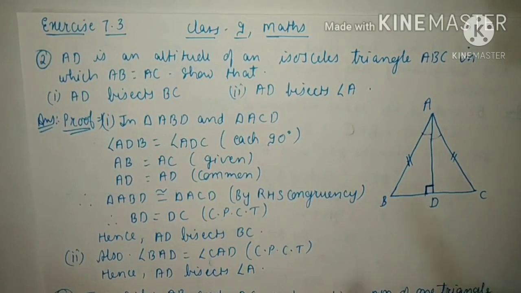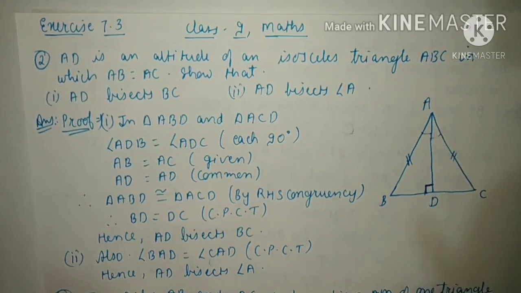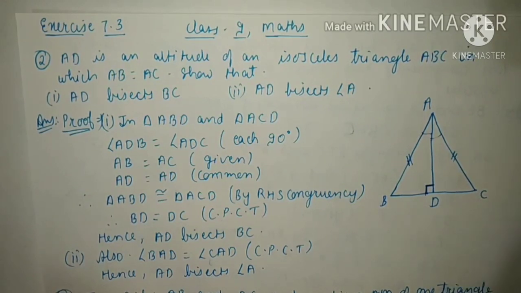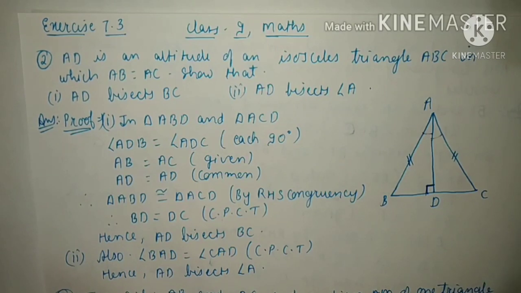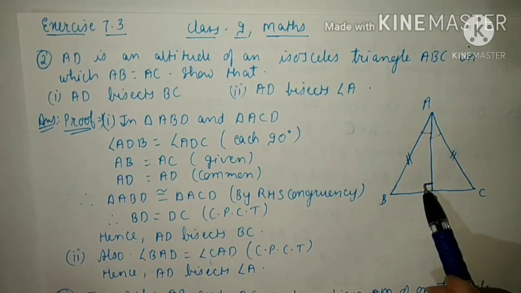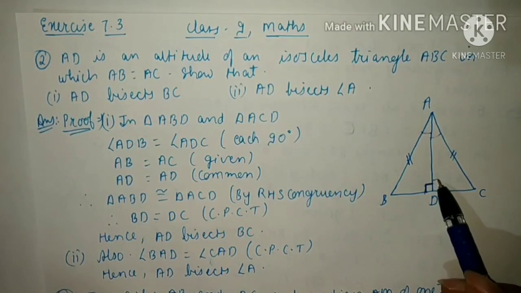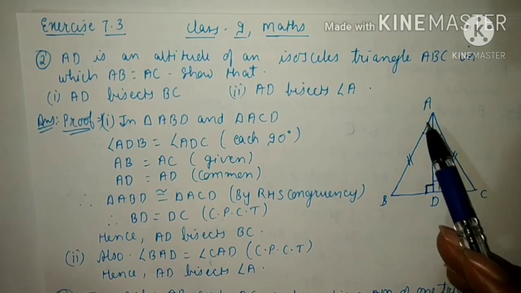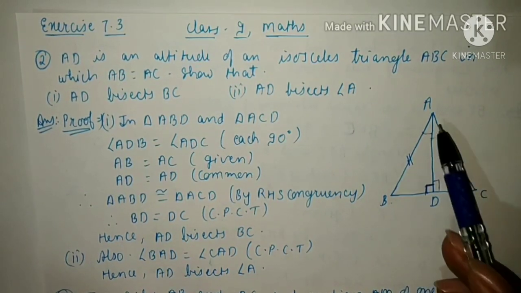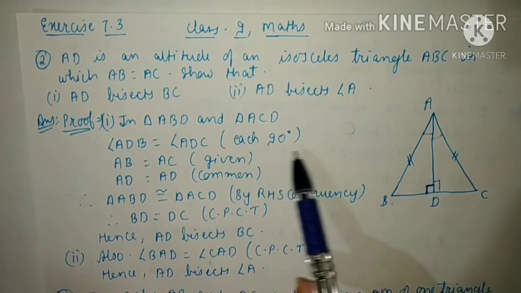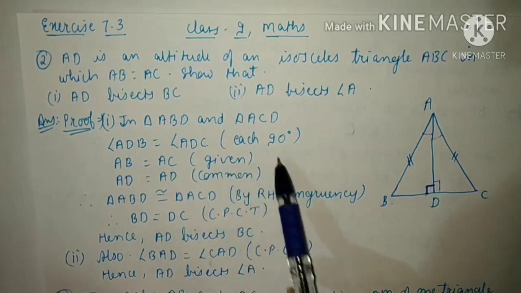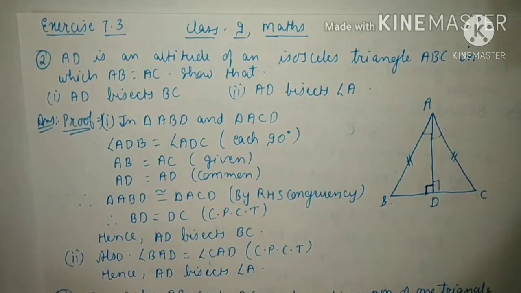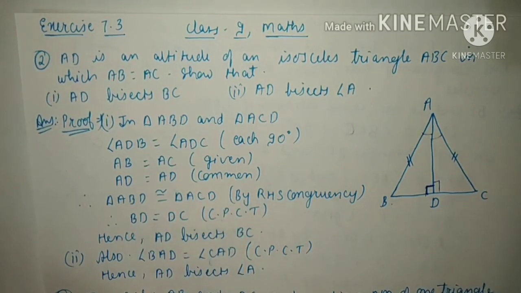Now we will take these two triangles. So in triangle ABD and triangle ACD, since AD is an altitude, this angle is 90 degrees, so this angle will also be equal to 90 degrees. So we can write angle ADB is equal to angle ADC, each 90 degrees. Now AB equals AC, this is also given to us. Then AD is the common side, so AD equals AD, common.